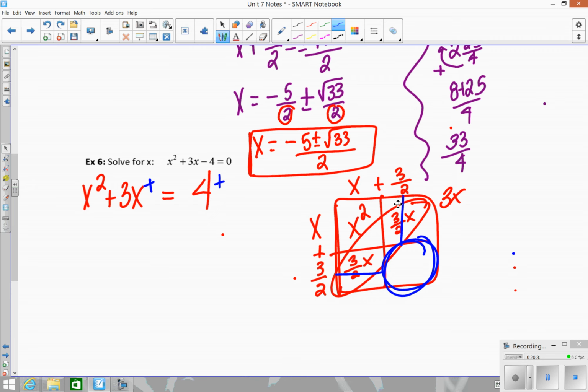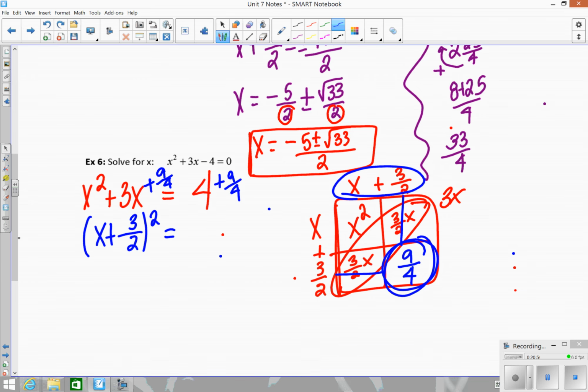So multiply across the top, we get 9. Multiply 2 and 2, we get 4. So that means you have to add 9 over 4 to both sides so that you have a perfect square trinomial so that you can use these side lengths of the square as your factors. So x plus 3/2.